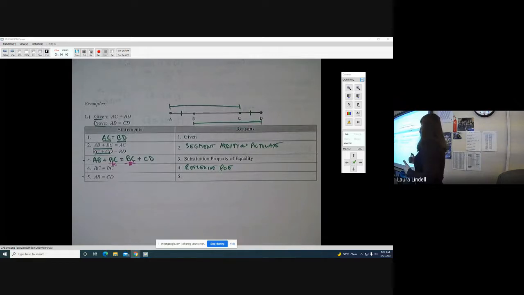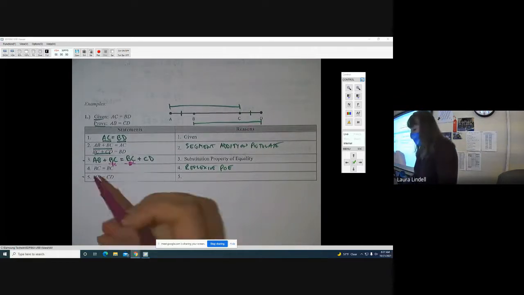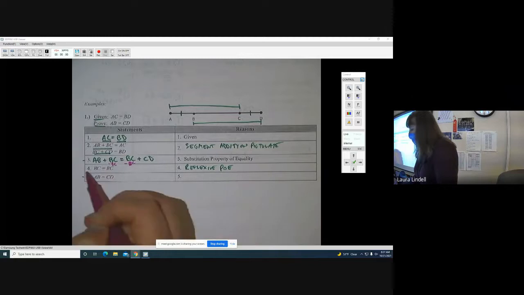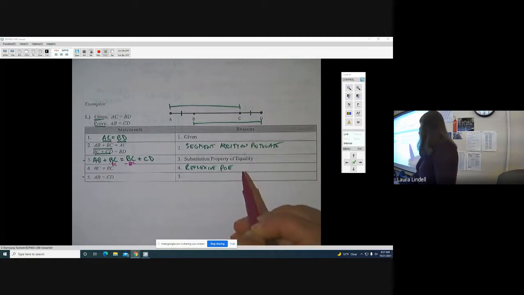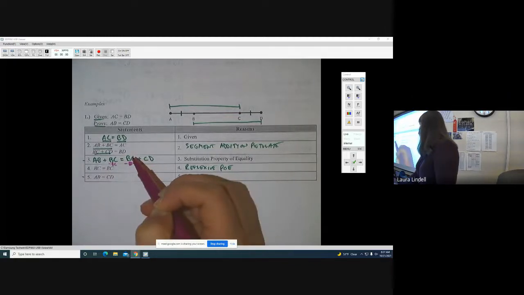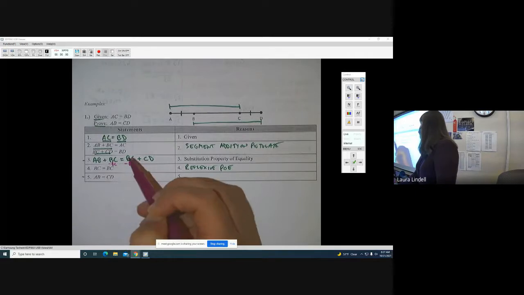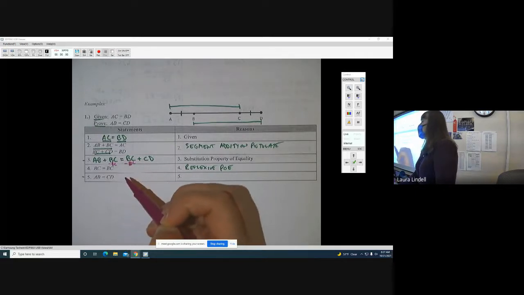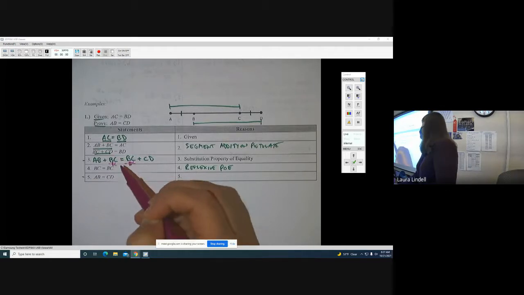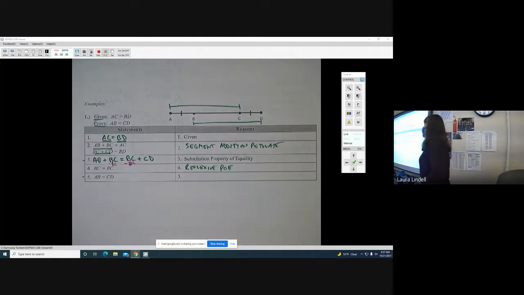Right. That's why I don't love this step right here, because it seems a little bit useless, but really you could go from 3 to 5, because clearly BC is equal to itself. Yeah, so why didn't we just cross out the same? When we're doing stuff like this, can't we do that? Can we just cross out the middle and just be like AB equals CD?